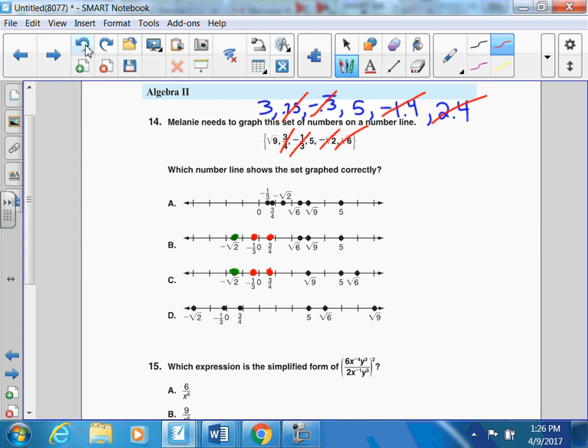And so I'm starting to think maybe the answer is C. Square root of 6, which is 2.4, between 2 and 3. But if you look at answer C, square root of 6 is out here. So again, you have 0, 1, 2, 3, 4, 5, 6. Well, 6 is not the square root of 6. So I don't believe it's answer C. I believe it's going to be B. And if you look, the square root of 9 is where 3 is. Okay, here's 0, 1, 2, 3. And then 5 is right here. So B would be your answer.